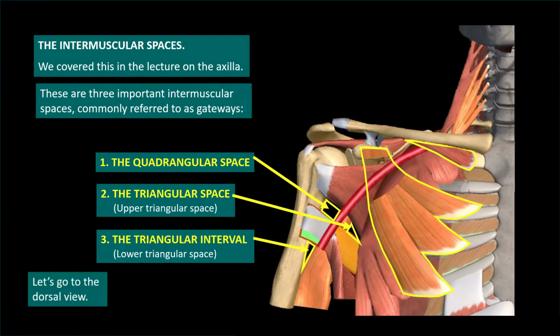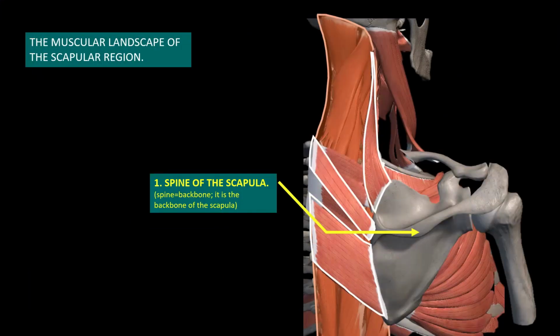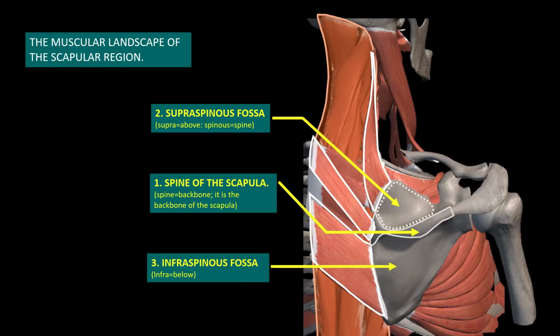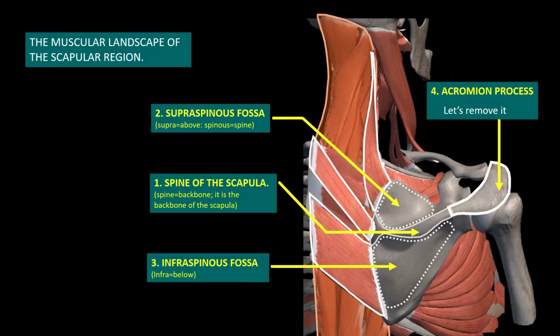Let's go to the dorsal view. 1, spine of the scapula. Spine means backbone. So this is the backbone of the scapula. 2, supraspinous fossa. Supra means above and spinous refers to the spine. 3, infraspinous fossa. Infra means below. 4, acromial process. Let's remove it.